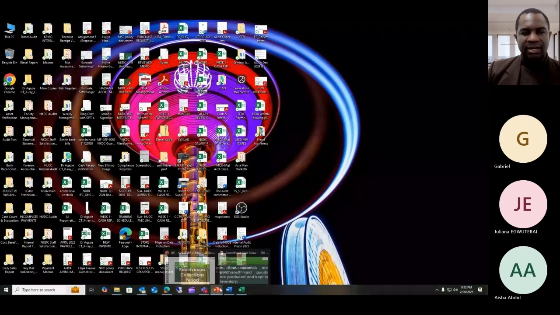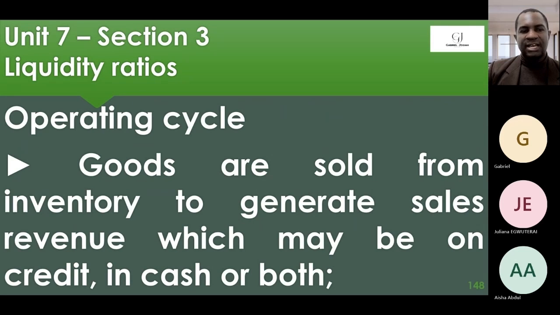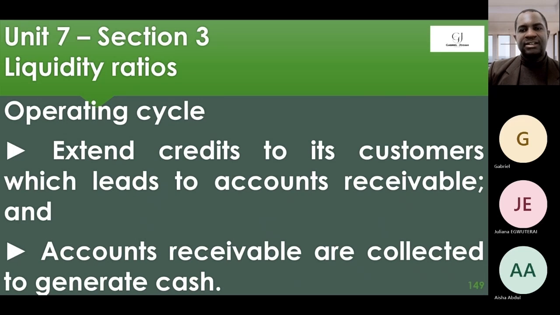Okay, going back to our conversation, the raw materials and purchases are goods that are produced and kept in inventory. Goods are sold from inventory to generate sales revenue, which may be both credit or cash. We have seen that in the receivables collection period, the days sales outstanding. So there are sales on credit and sales in cash. Also, the company extends credit to customers, which leads to accounts receivable. And also, accounts receivable are collected to generate cash.